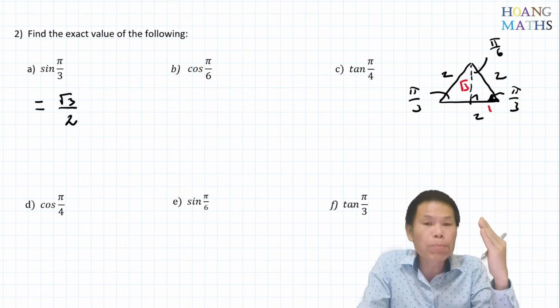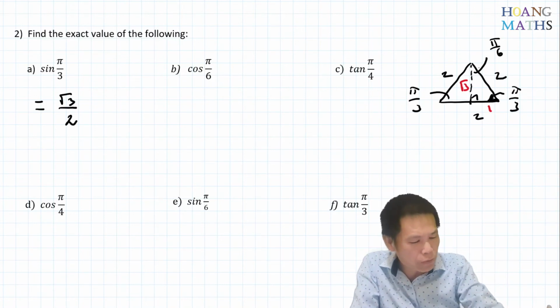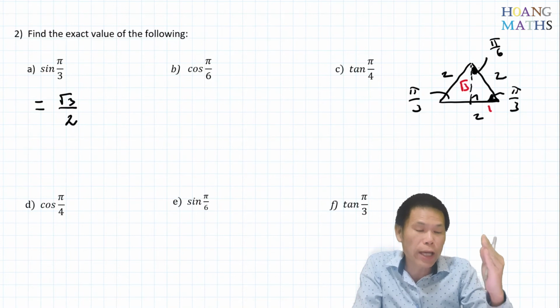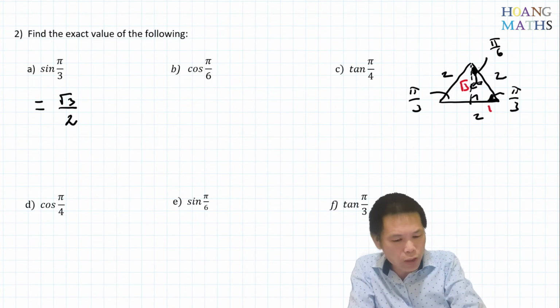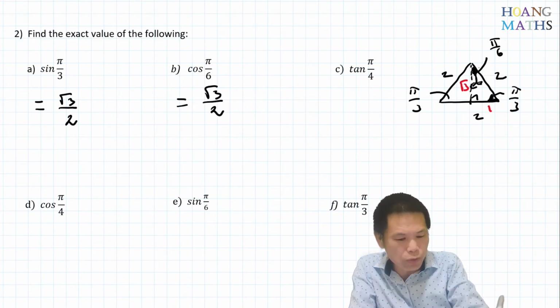Now for cos of pi over 6, we just focus on pi over 6, so this angle here. Cos is adjacent over hypotenuse. The adjacent is root 3, over the hypotenuse, so root 3 over 2.